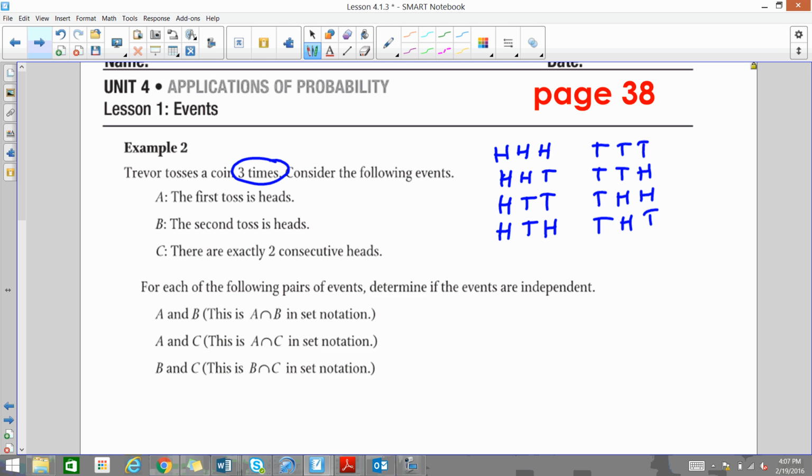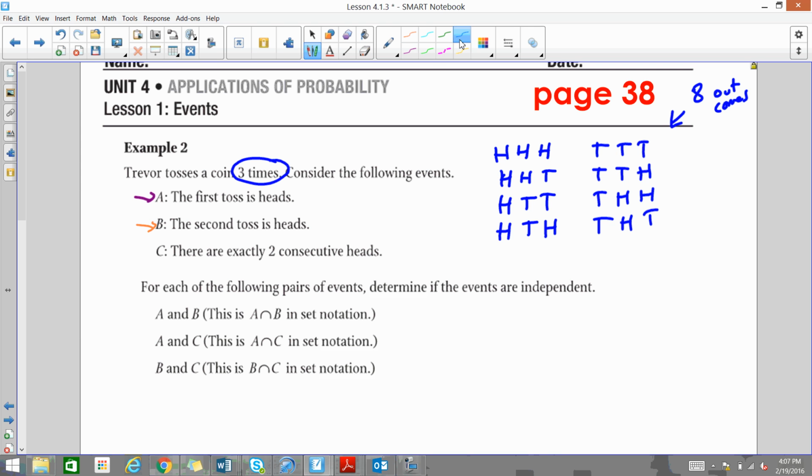So this is what we have. We got 8 total outcomes. Anyway, now it says, consider the following different events. The first event is A, the first toss is heads, so that means the first letter in the combination is H. B is the second toss is heads, so that means the second letter in the combination is heads.